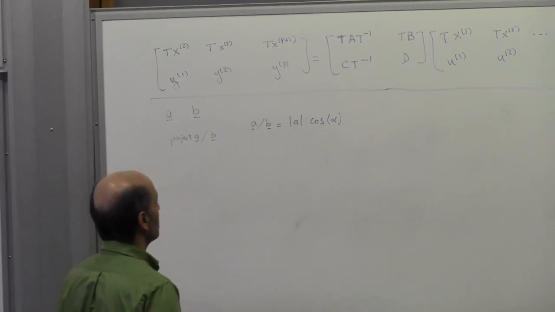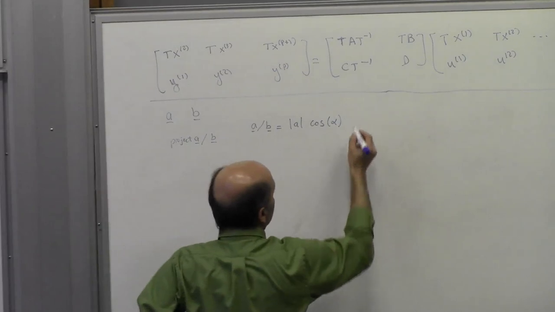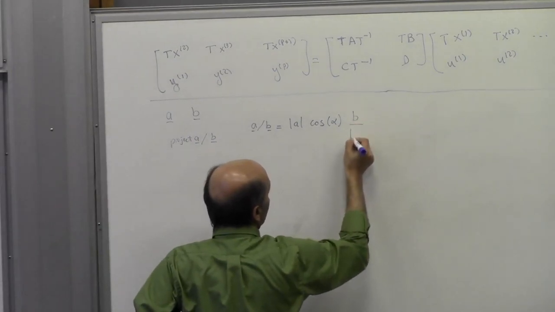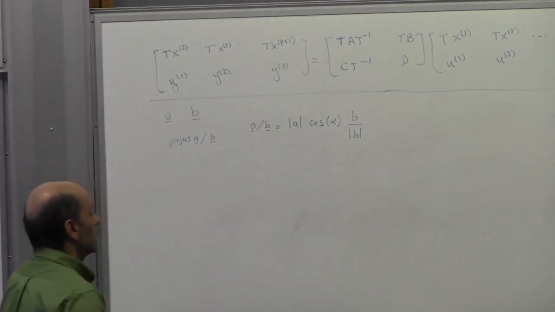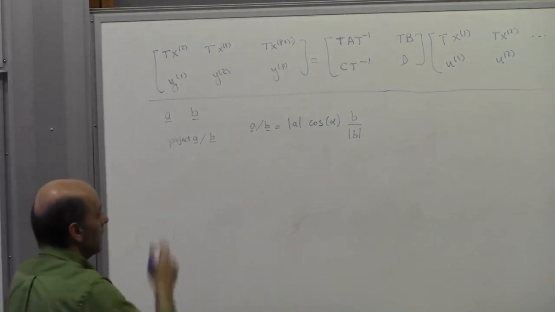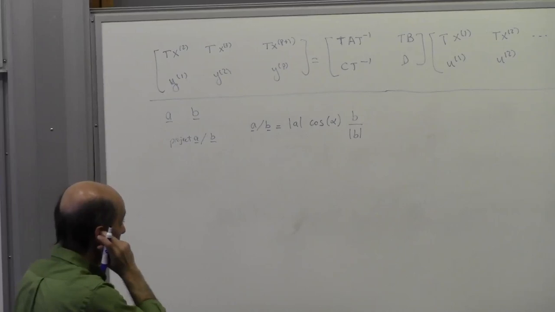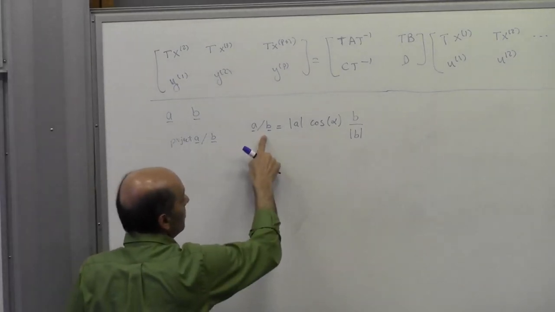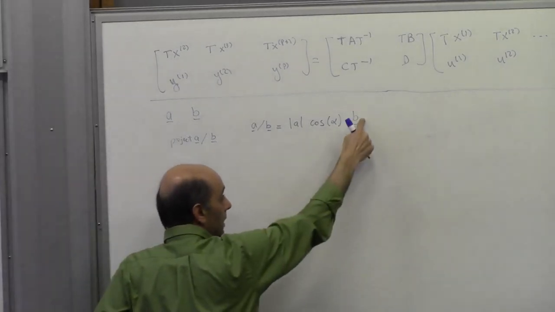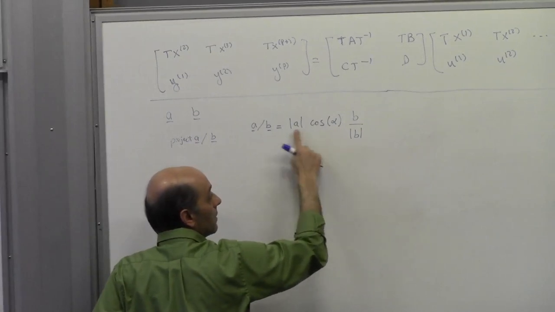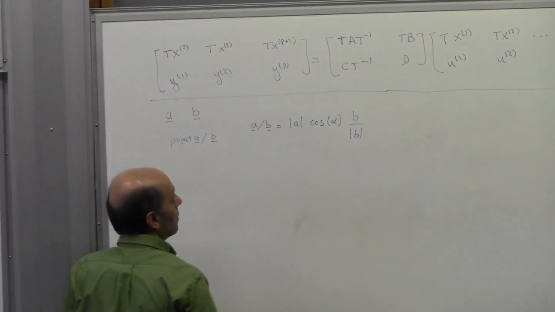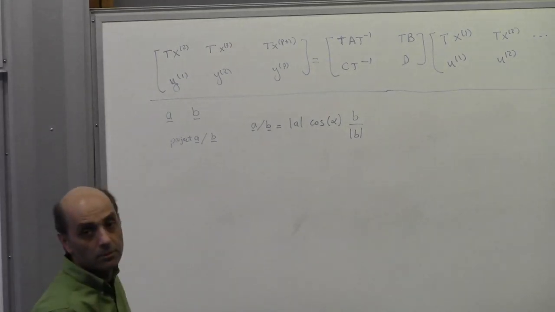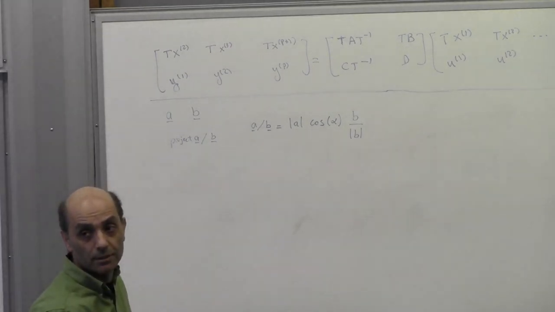There's some angle difference between them. That's alpha. And then you have a normal vector, b, that is normalized by its length, so we do that by dividing it by its absolute value. So when I project a onto b, I get a vector in the direction b with a length that depends on the magnitude of a, magnitude of b, and the cosine of the angle between them. So that's what we mean by projecting something.